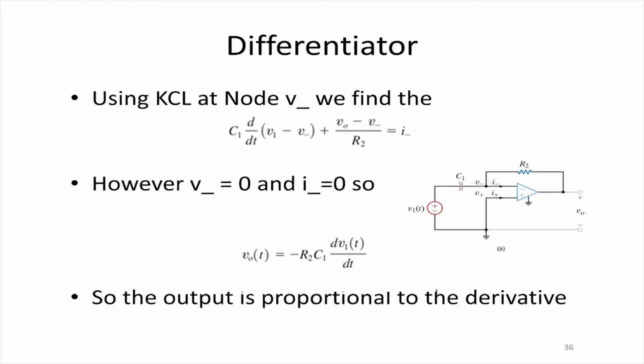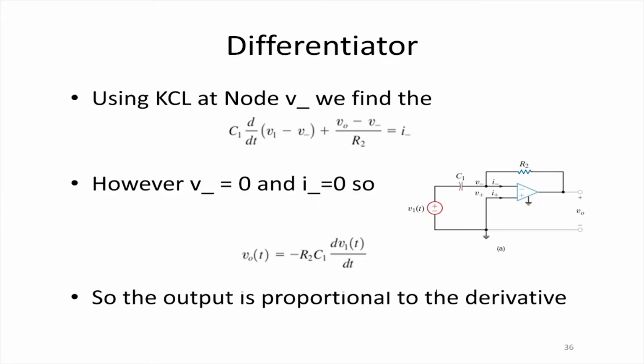If we use our standard KCL techniques, we'll see that the derivative with respect to time of the input voltage V1 minus V minus, times the capacitor value, plus the difference between the output voltage V naught, which is our desired voltage, minus V minus, is equal to the current that goes into the minus input signal port on the op-amp. We now take into consideration two of the key ideal op-amp rules, that V minus is equal to 0 and I minus is equal to 0, and we substitute those back into the equation, and we see that the equation simplifies quite a bit so that our output voltage V naught as a function of t is proportional to the derivative of the input voltage times the RC constant value.